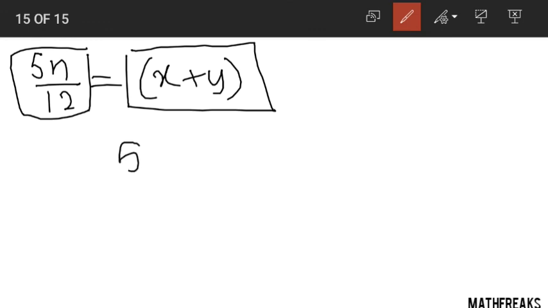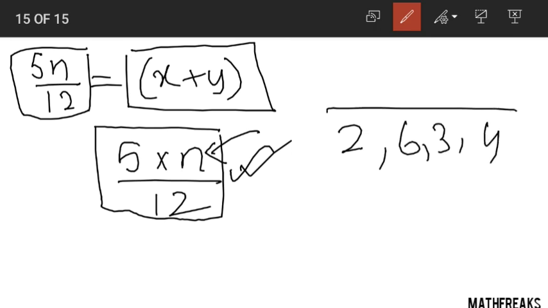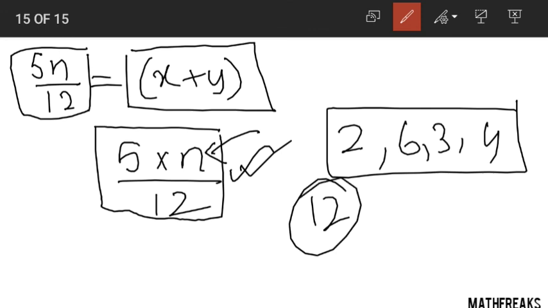So we were asked to find the minimum value of n for which this would be an integer. So can you tell me what will be the value of n? You can try it with 2, you can try it with 6, you can try it with 3, you can try it with 4, but finally the answer is 12, because without 12 there is no possibility of this number being an integer. So n, our final answer is n equals 12.